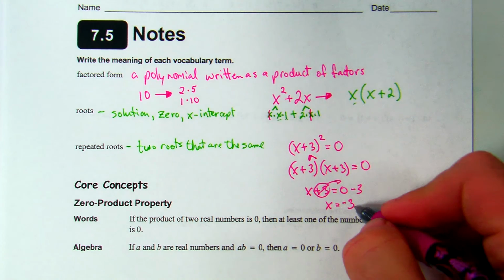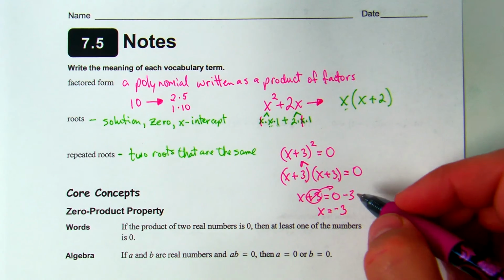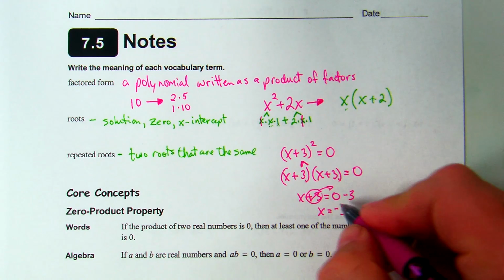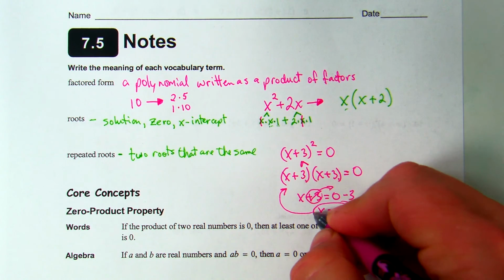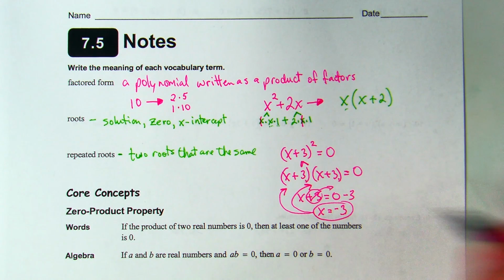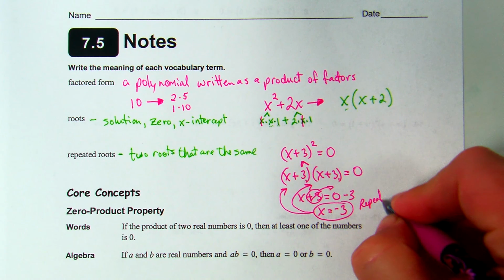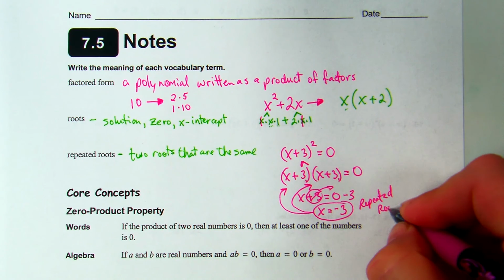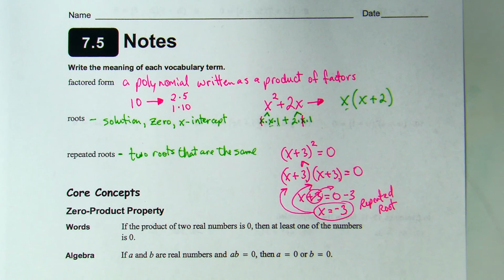But x equals a negative 3 for this one, and x equals a negative 3 for that one. So in this case, this is the solution for that and that one, and it's the same answer. So this is called a repeated root. You may also hear this called a double root, where it's the same number.